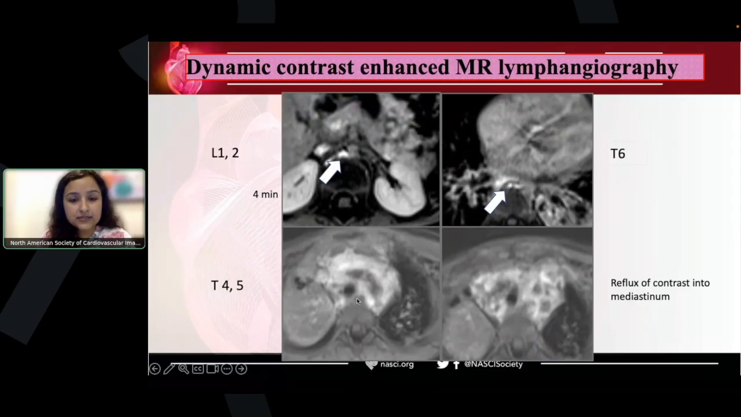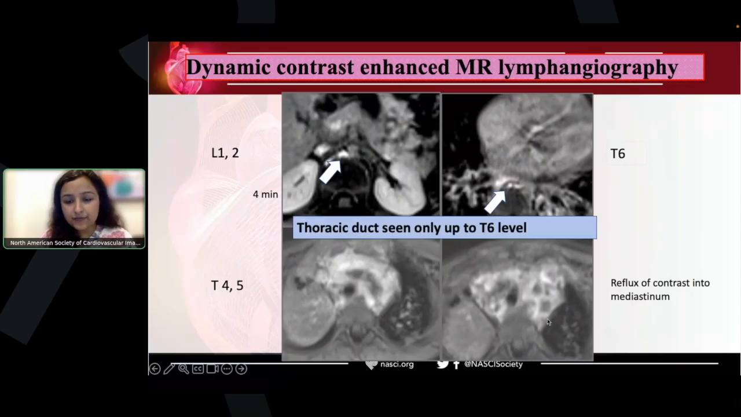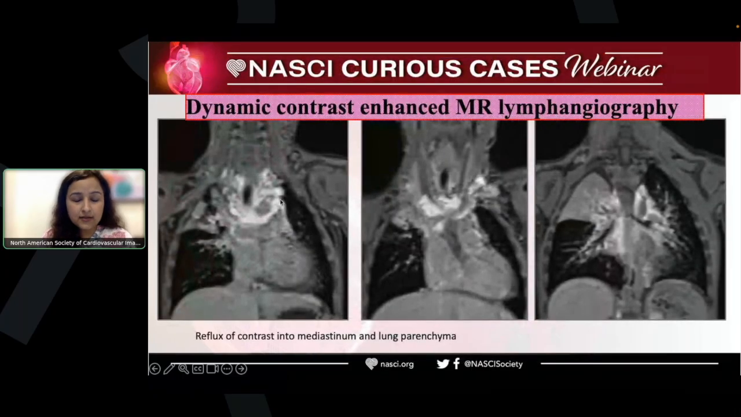Here you can see wrapping around the arch vessels, and here also you can see reflux into the mediastinum. The thoracic duct was seen till the D6 level only. And you can see that reflux is also going into the lung parenchyma along the bronchovascular bundles. These are the hyperintensities that we are able to see.